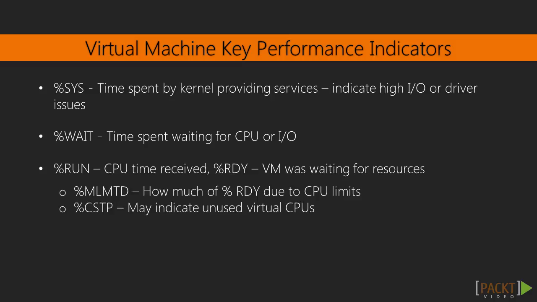As for the virtual machine key performance indicators, the percent system time tells us how long VM kernel is having to spend trying to honor requests on behalf of this virtual machine. So if this is getting really high, you may have a virtual machine that's generating very, very high I/O, or maybe you've got a driver problem with that device or whatever that it's using. Percent wait time is useful to see, generally speaking, how long we're waiting, but it doesn't tell us whether we're waiting for CPU or whether we're waiting for I/O.